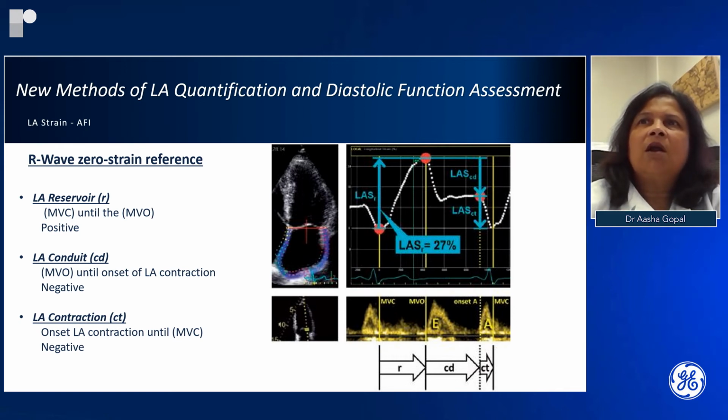Now, so far, I have shown you curves that use the R wave as the 0 strain reference. So starting off with the R wave, when you do R to R gating, you can see that the reservoir strain in this patient is 27%, right? Is a positive number.